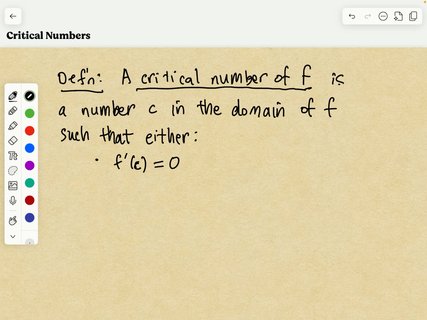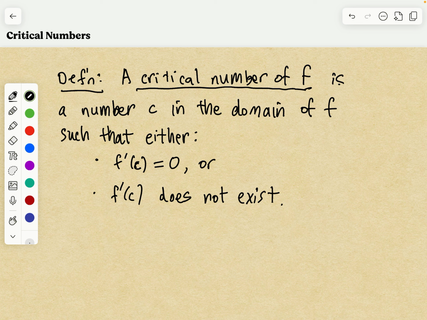So it could be a number where when you plug it into f prime, not f, but f prime, okay, you get 0. So f prime of c is 0. Or f prime of c does not exist. So the critical numbers are what you get when you look at f prime. You figure out which values make f prime equal to 0, and which numbers make f prime not exist. And then those numbers, as long as they're in the domain of the function, those are called the critical numbers.